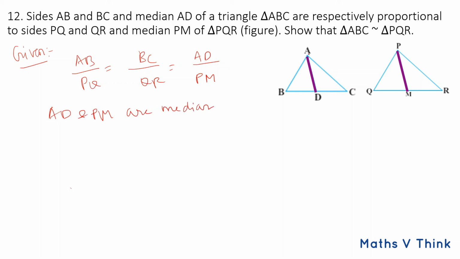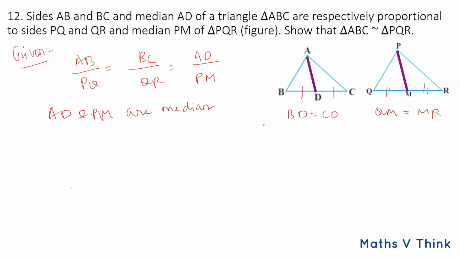Median means a median divides a line segment into two equal parts. So I can tell this is equal to this. Same way PM is the median, so this will be equal to this. So BD is equal to CD. Same way QM is equal to MR.